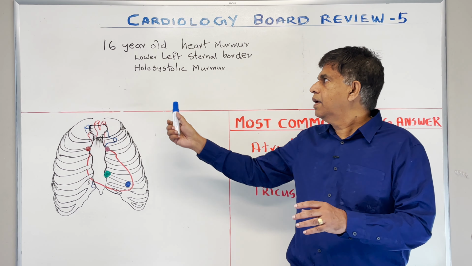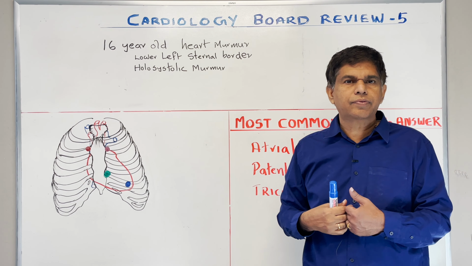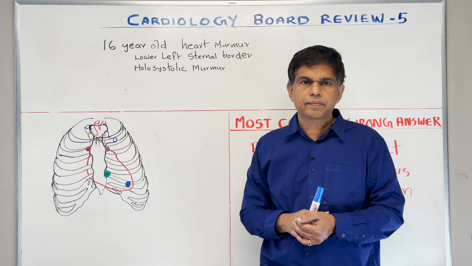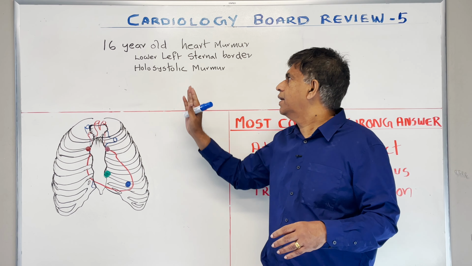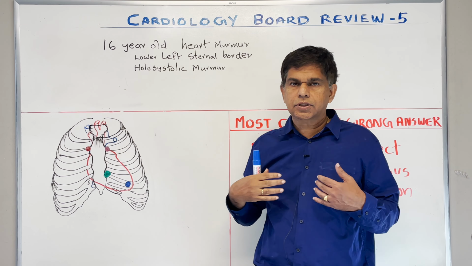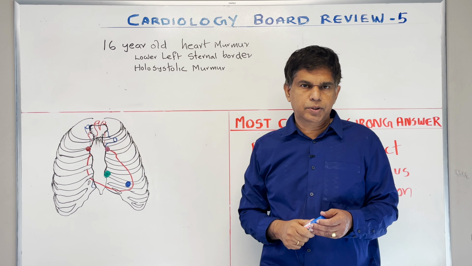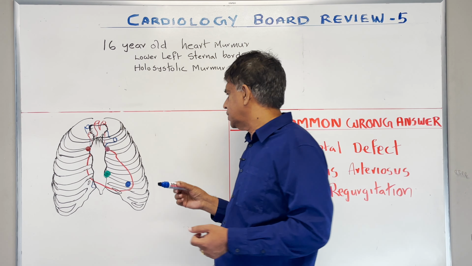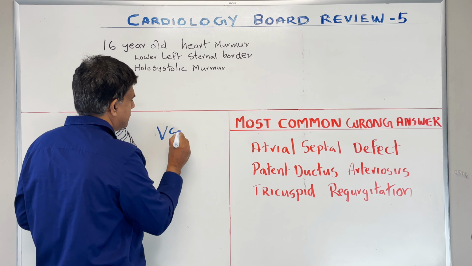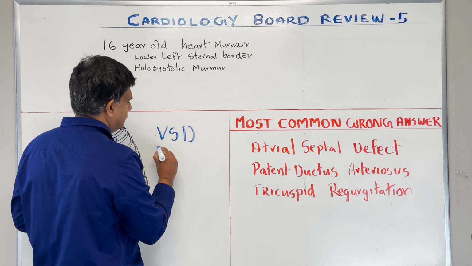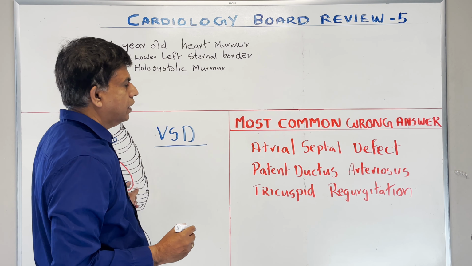So I know the most common congenital heart defect is ventricular septal defect. I know it fits into that 16-year bracket. I know it's in the lower left sternal border. I know there's a hollow systolic murmur, right? So my answer in this patient is VSD. Okay, so hollow systolic murmur, lower left sternal border.